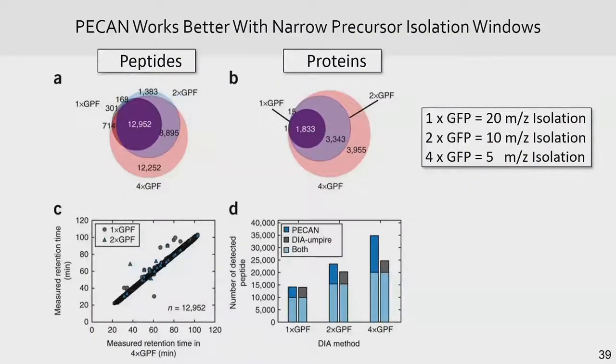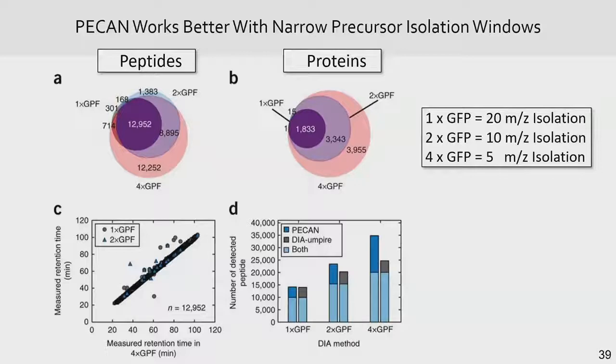One thing I'll point out is that it became very clear from doing these experiments that, again, when you have narrower isolation windows, you gain much better power to detect peptides. So if you perform gas phase fractionation, so if you had a single injection with 20 mass-to-charge isolation, you get this purple circle here, and you don't actually identify as many peptides. And if you made 4 injections with 5 mass-to-charge isolation windows, you tended to get a substantial improvement in your ability to detect different peptides and proteins.